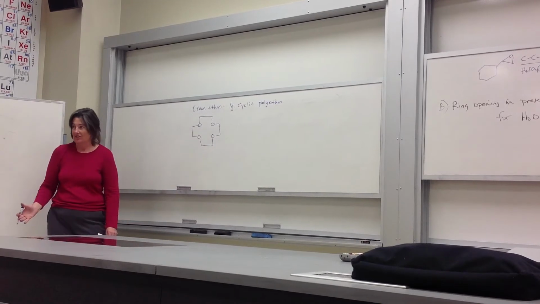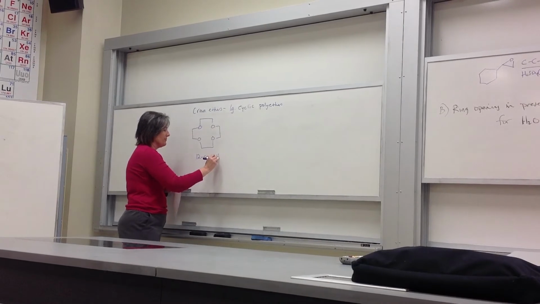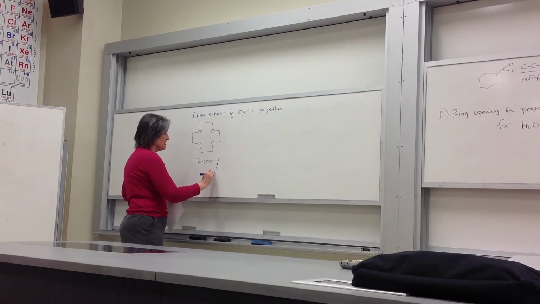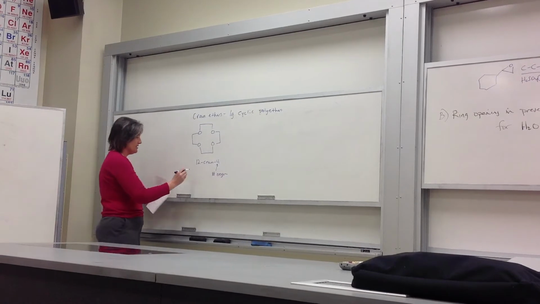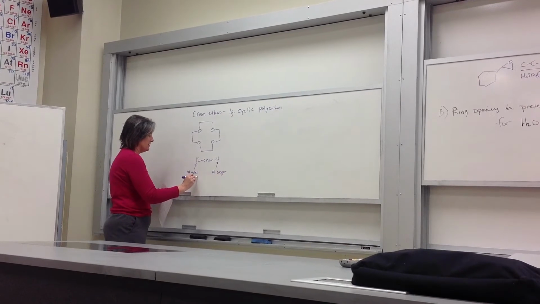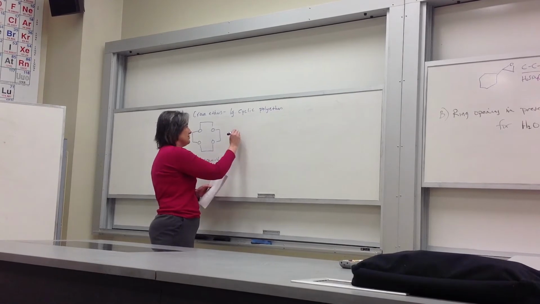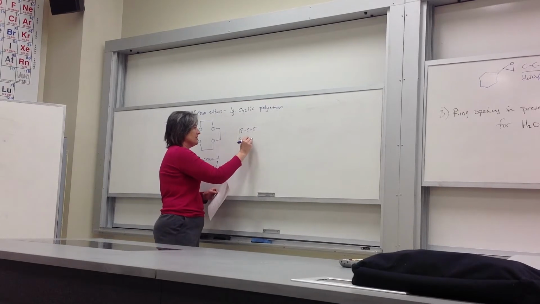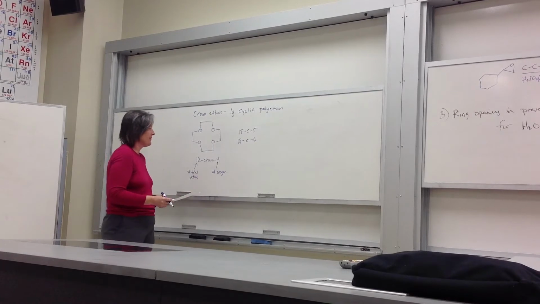They come in different sizes. So this particular one happens to be called 12-crown-4. And the way they're named is the 4 is the number of oxygen atoms, and the 12 is the number of total atoms. So that's 12-crown-4. Other common ones, 15-crown-5, 18-crown-6. They're just bigger. So 18-crown-6 is pretty big.